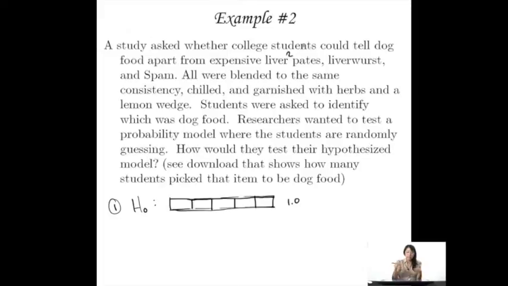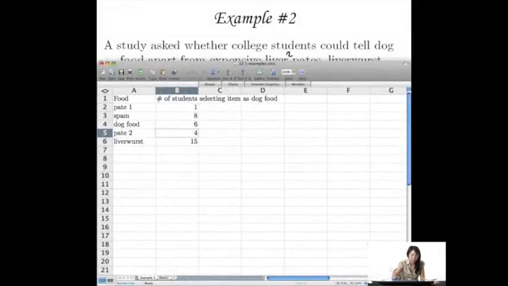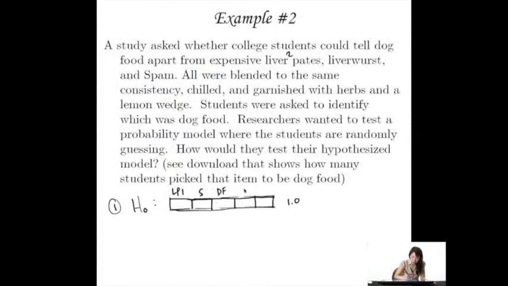And there's 2 liver pates. That's why there's 5 choices, right? So liver pate 1, I think Spam was next, and then actual dog food, just in the data set. Oh, pate 2, and then liverwurst. So I'll say pate 2, and then liverwurst. All right, so these are the 5 choices, and we're saying, look, the students are just guessing. They should have a 20% probability of each.